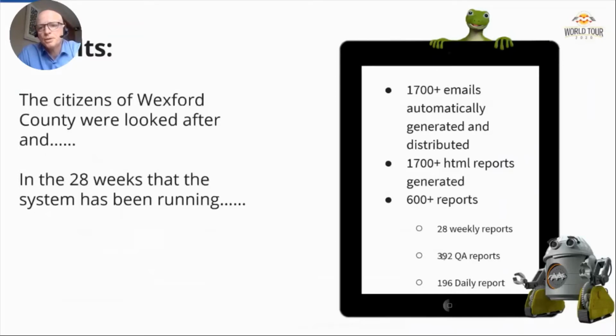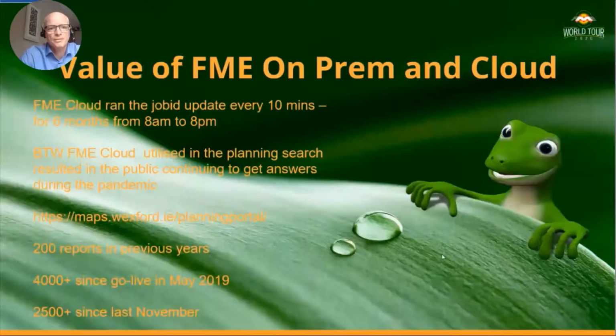Huge. From a system point of view, 1,700 plus emails have been automatically generated. That's all done by FME, FME on-prem and FME Cloud. 1,700 plus HTML reports, 600 reports on stats, the 28 weekly, 392 QAs and 196 daily reports. So that's massive heavy lifting and brilliant data dissemination, purely because we had FME. So that's the COVID element of it.